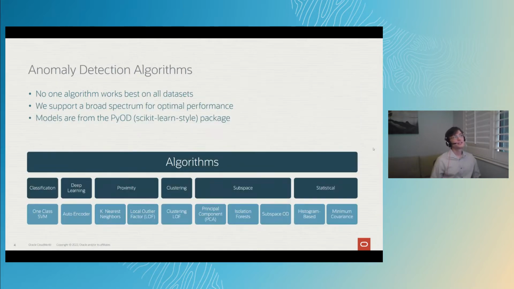There are a bunch of different methods out there, different anomaly detection algorithms. And as it turns out, no one algorithm actually works best on all datasets. So we support a broad range of different techniques to allow you to get the best possible performance for your dataset.